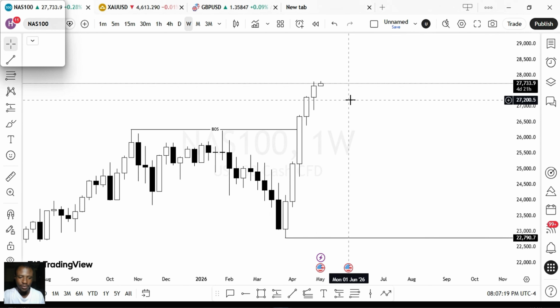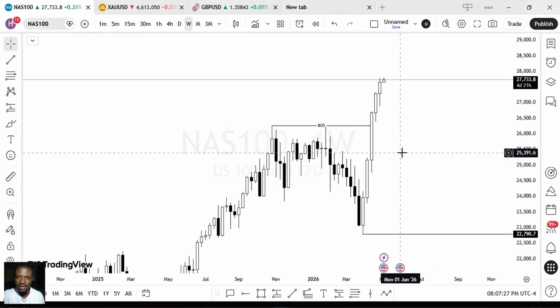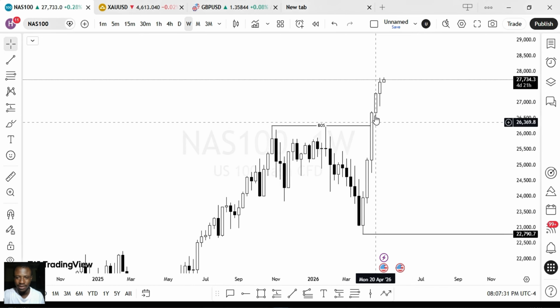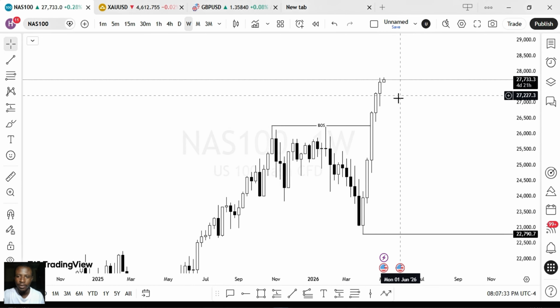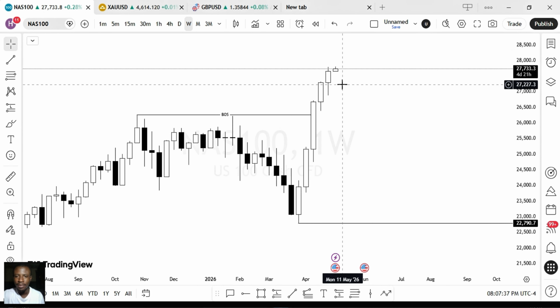So over to the next one, we have the NAS100 chart. You see clearly price is in a very upward trend. You can see how price has just traded vertically straight up without any pullback from the weekly chart. So are we expecting a pullback very soon? Yes, we are expecting a pullback, but we don't know when it's going to happen.